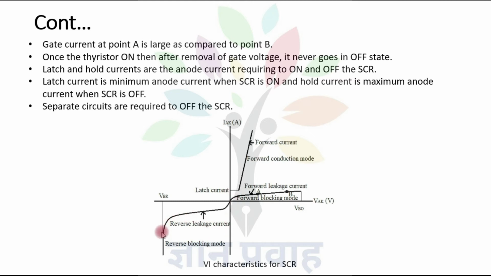And in reverse, similar to a normal PN junction diode, there is a reverse breakdown voltage. If VAK reaches VBR, then there is a sharp current flow in the reverse direction.